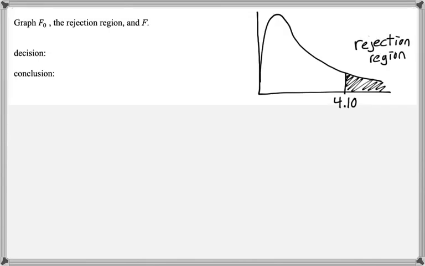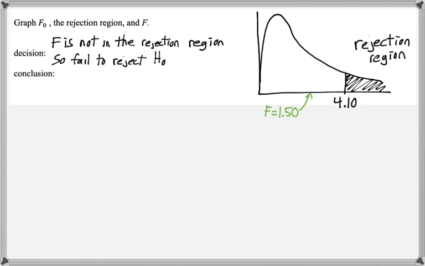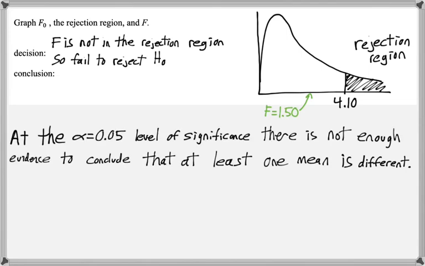So the picture looks like this, and F goes right here. So F is not in the rejection region, which means we fail to reject the null hypothesis. And the conclusion would be, at the 0.05 level of significance, there is not enough evidence to conclude that at least one mean is different. So this was definitely a very long calculation. It will be way faster using the calculator.